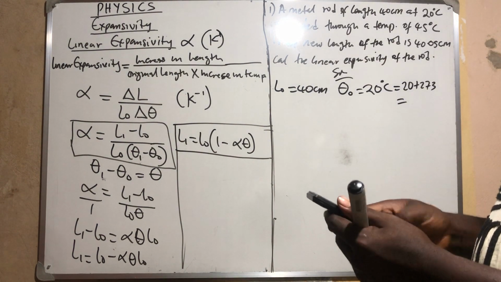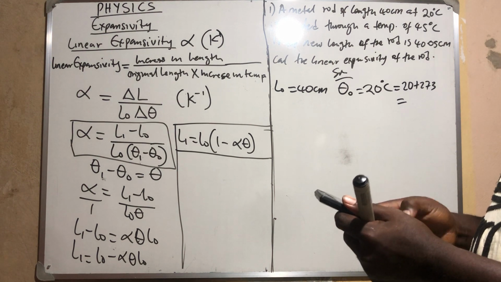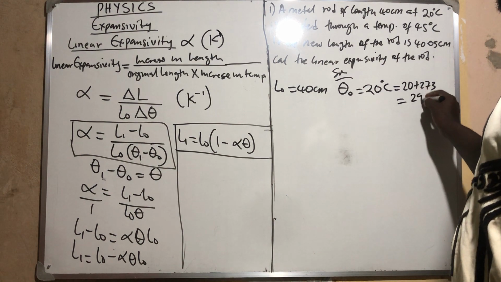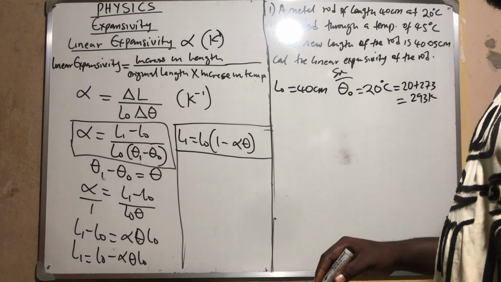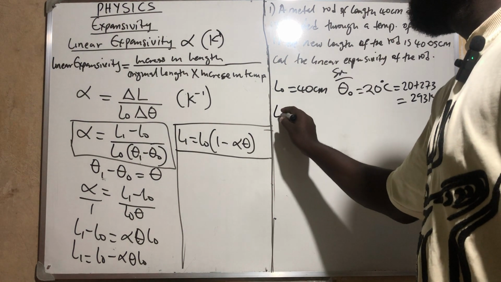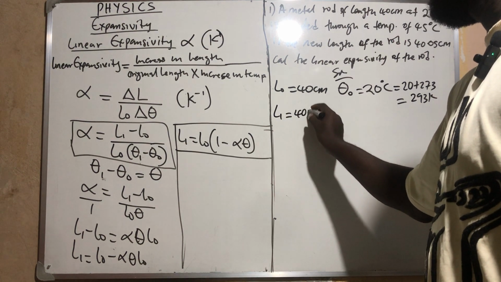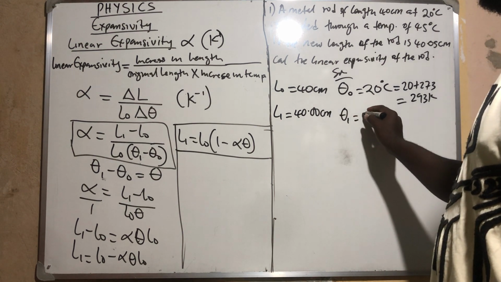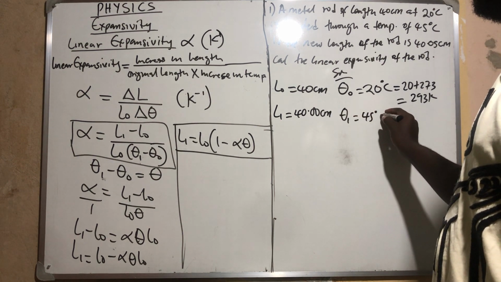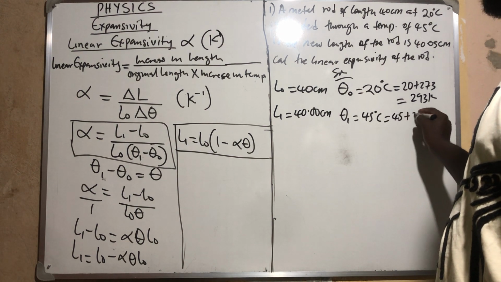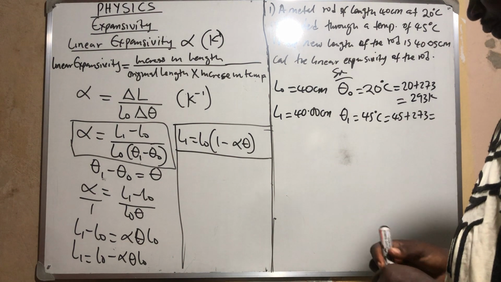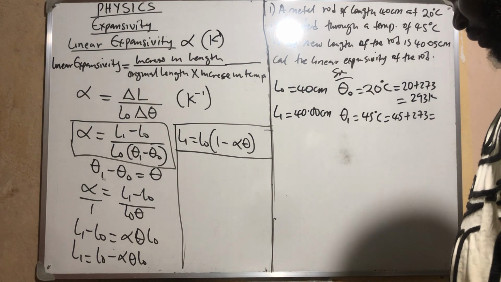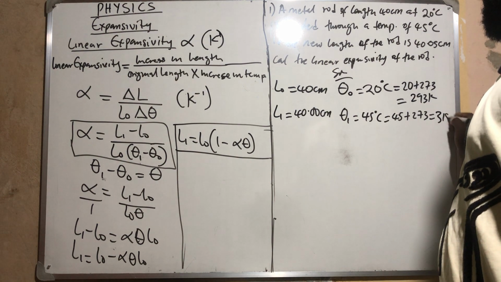20 plus 273 is 293, so I have 293 Kelvin. The next thing they gave me is the new length, which is 40.00 cm. The new temperature is 45 degrees Celsius, which is 45 plus 273. So I have 318 Kelvin.